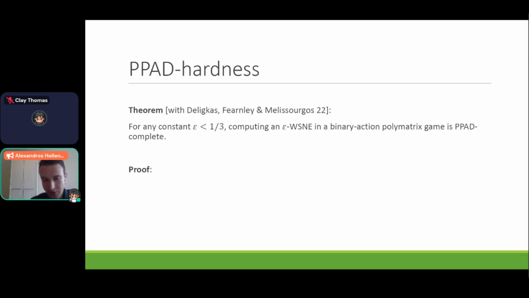So what is the proof going to be? The proof is just going to be a reduction from this pure circuit problem that we saw earlier to the problem of computing an approximate well-supported Nash equilibrium for any epsilon strictly less than 1/3.